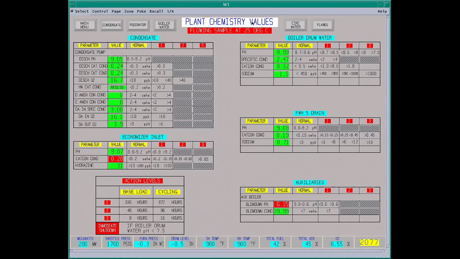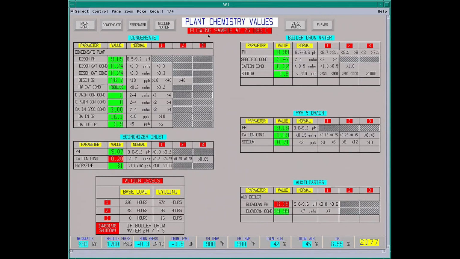Okay, here's the plant chemistry screen. Everything is in mhos, which is the inverse of an ohm. Ohms measure resistance. Mhos are a measure of conductance. These are micromhos, which is a millionth of a mho.